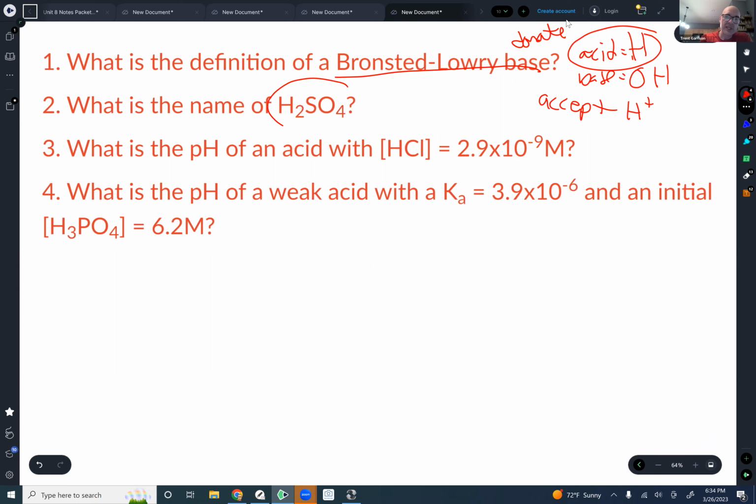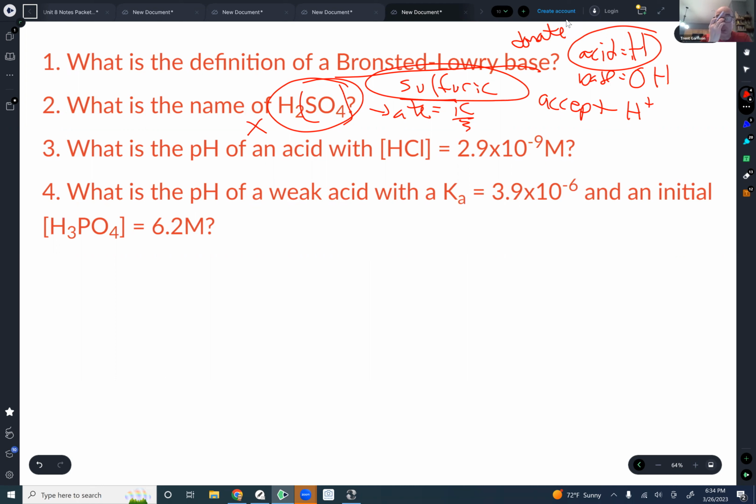Okay, the name. So this is a polyatomic ion. We need to recognize that SO4 is sulfate, and what that means is that it has the suffix -ic on it. And so what we then are going to do is make this into an acid. There will be no prefix on it because it is polyatomic. So it just becomes sulfuric acid.